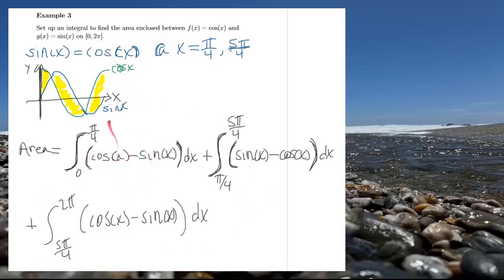So that's pretty easy. All you have to do is plug in. Cosine is on top for that part. Sine is on top for that part. Cosine is on top for that part. And the answer isn't actually given here, but you would do it the same.